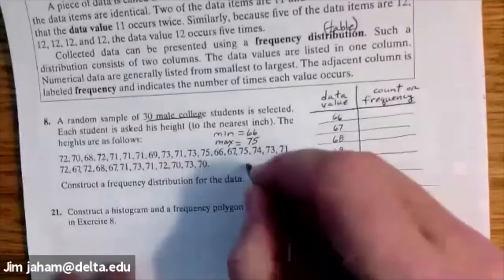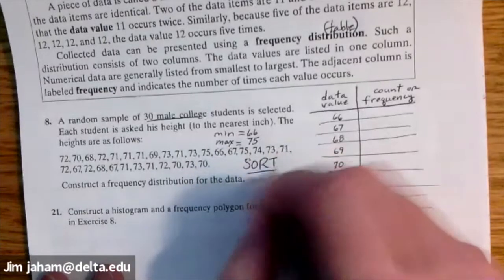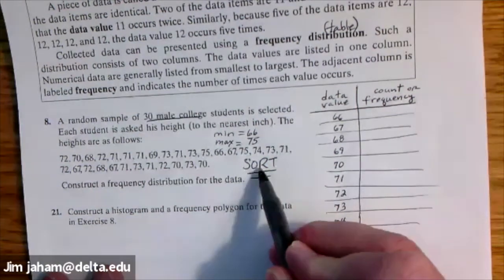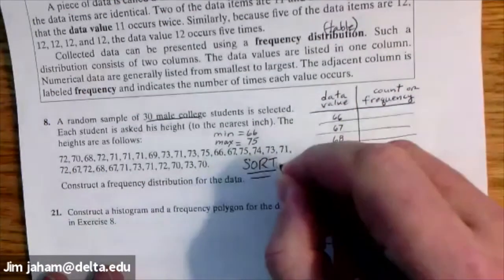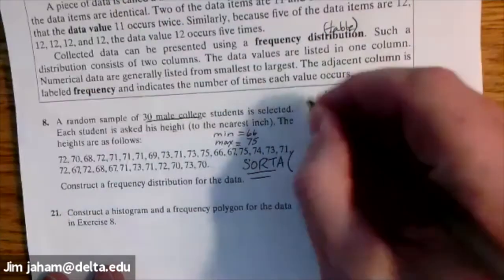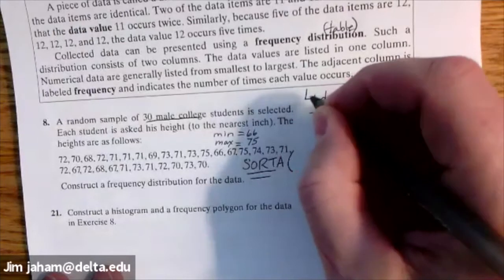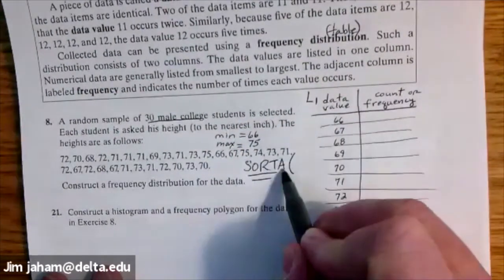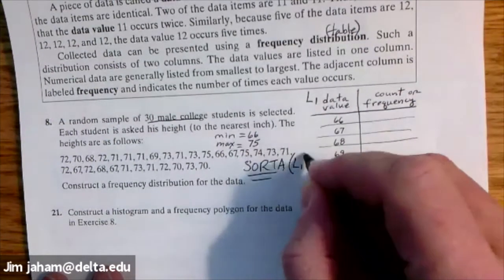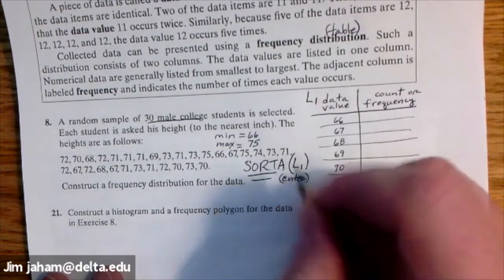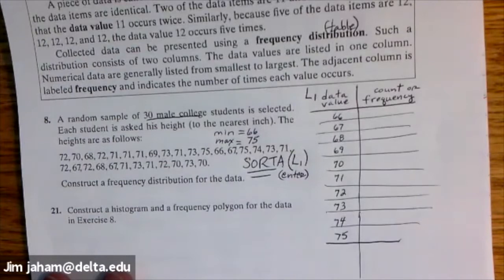All right, so one thing that we can do that would make our job easier to count up these frequencies is to sort the data list. And we're going to sort it in ascending order. So all of these data values are in L1. So I want to tell the calculator to sort, and the A means ascending order, all of the data values in L1. And then we enter that onto our home screen and hit enter.